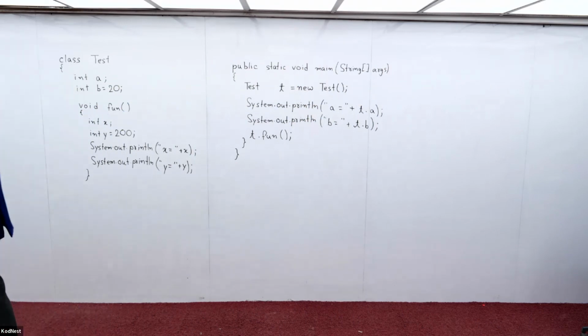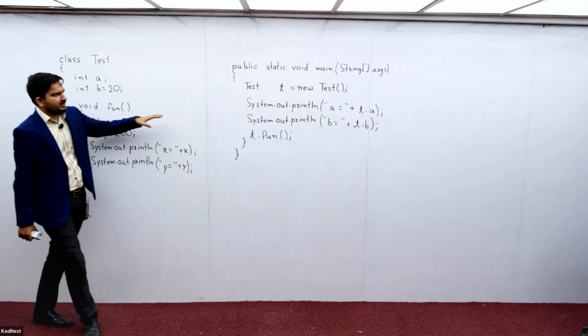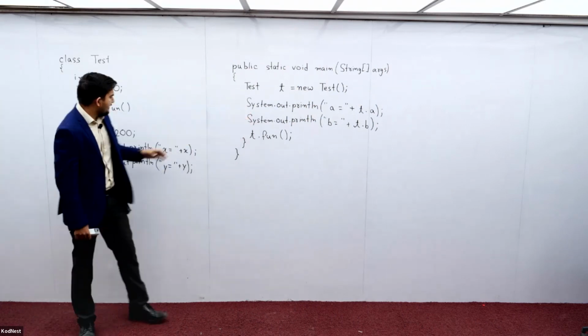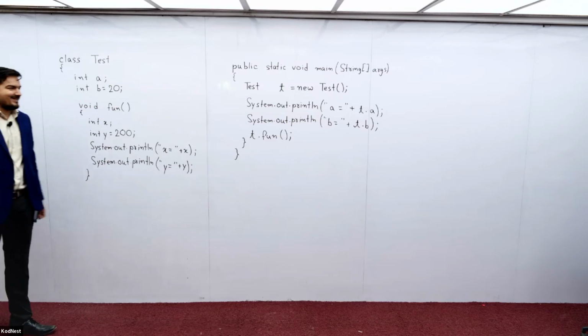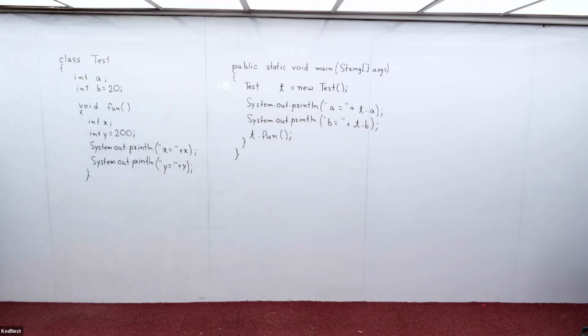So what outputs have you got? For A, what output have you got? For B, okay. In the fun method for X, Y, very good. Okay, we'll try to compile and execute this program. Please try to see here.